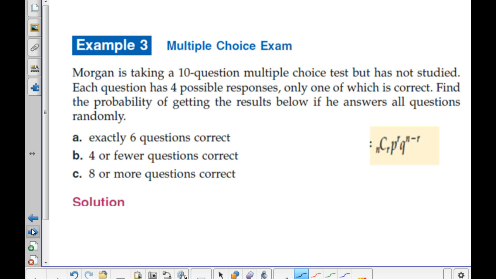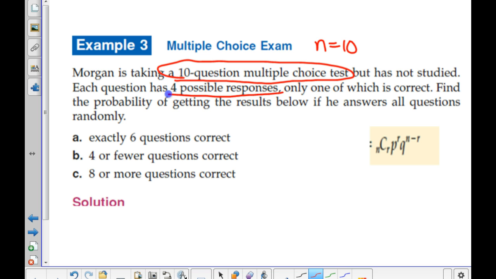All right, here's another example. And we're going to learn to do this on the calculator after this. I don't mean typing them in the long way, okay? There's a shortcut on your calculator. It says Morgan is taking a 10-question multiple choice test. What is that telling us in our formula over here? N equals 10, okay? But hasn't studied. Each question has 4 possible responses.